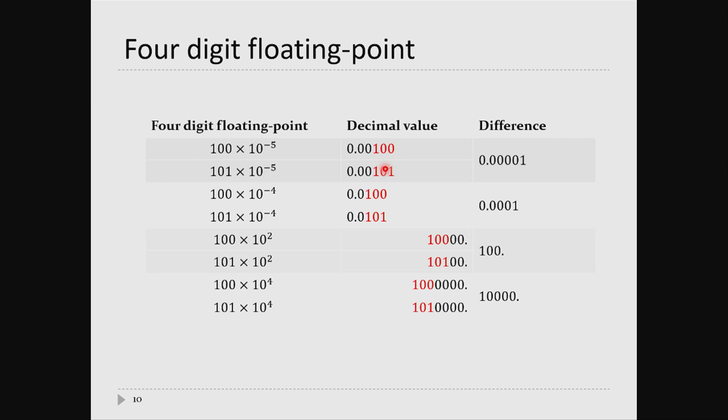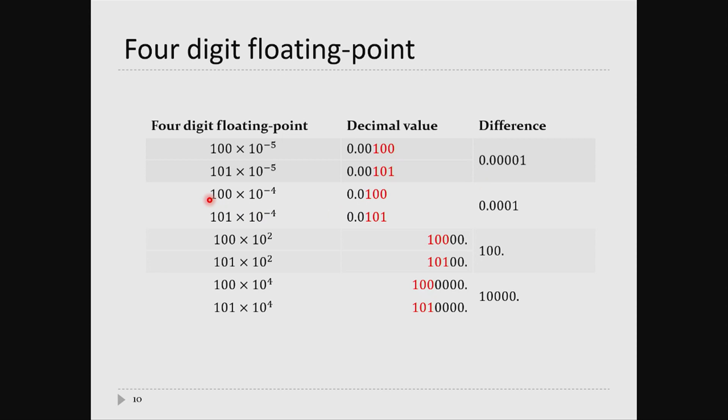Now, remember, I only get 4 digits to represent these numbers. So the next floating point number that I can represent is 101 times 10 to the minus 5. I can't represent any values between these two, because I don't have the digits to do it. I only get 4 digits. So the decimal value of that is 0.00101. If you look at the difference between those two, that's a difference in the 5th digit past the decimal point, so 0.00001. You just subtract the first one from the second one.